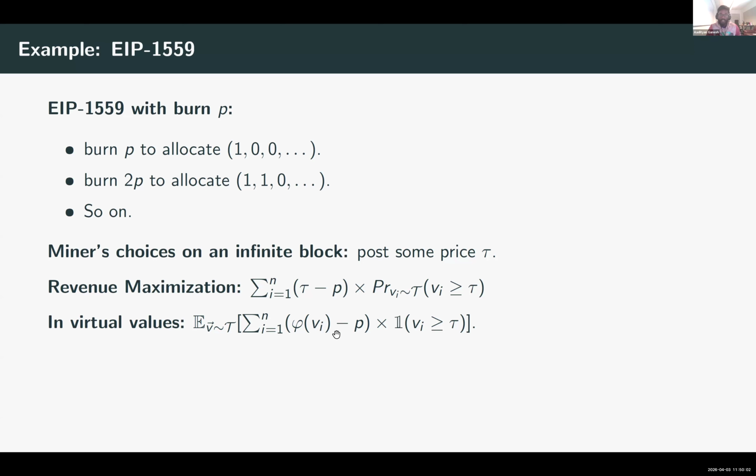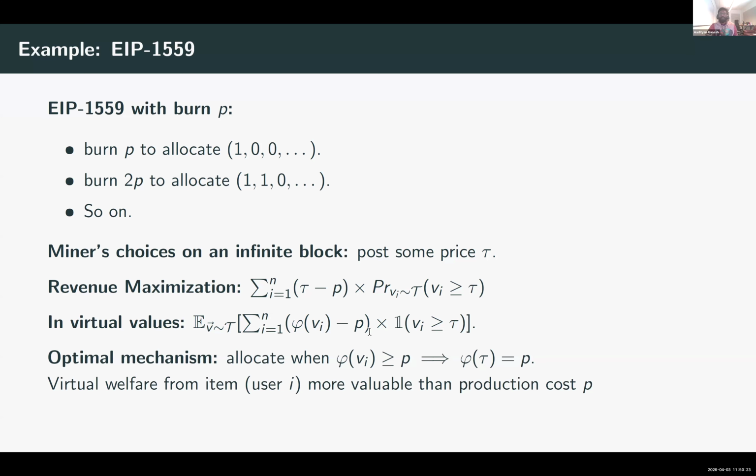And what am I getting back in return? I'm getting phi of vi for that particular user. So if I want to make a positive virtual profit out of this user, I would allocate this user whenever phi of vi is more than the cost that is incurred, when phi of vi is more than P. In other words, the threshold that I set should satisfy phi of t equals P. That is when, for all values more than t, phi of vi is going to be more than phi of t, which is exactly P. Or more generally, the threshold tau that I choose must be phi inverse of P.